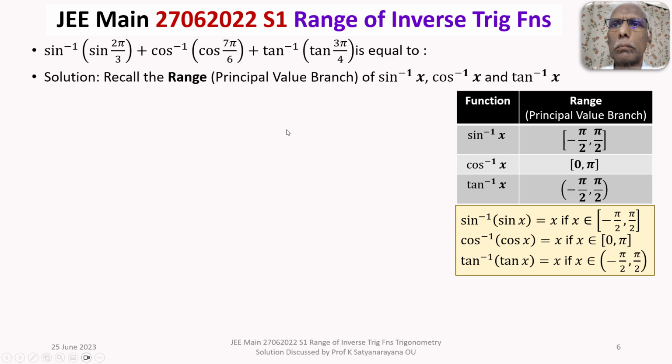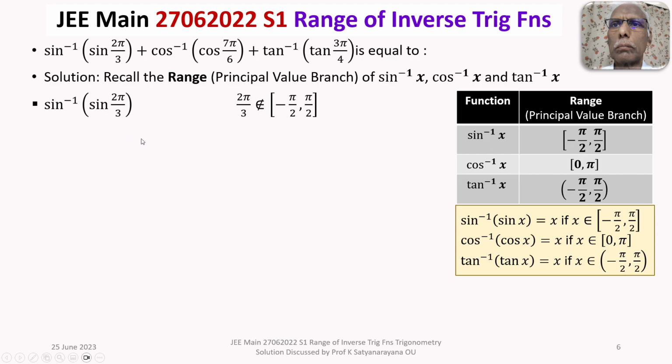Let's now get into the question. Now first we take sine inverse of sine of 2 pi by 3. And this is not equal to 2 pi by 3 because 2 pi by 3 does not belong to the principal value branch, namely the closed interval minus pi by 2 to plus pi by 2. So we will try to write sine inverse of sine of some angle theta, where theta belongs to the principal value branch, namely minus pi by 2 to plus pi by 2.